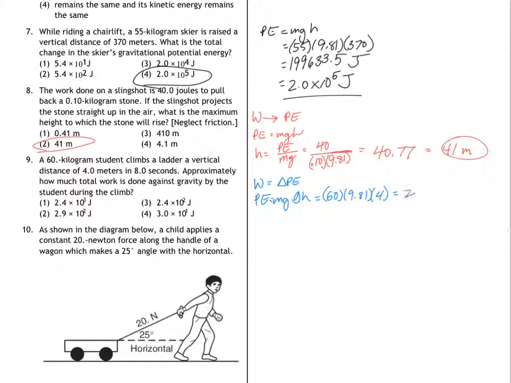And I'm getting 2354.4, which would round to 2.4 times 10 to the third, and that would be choice 1.